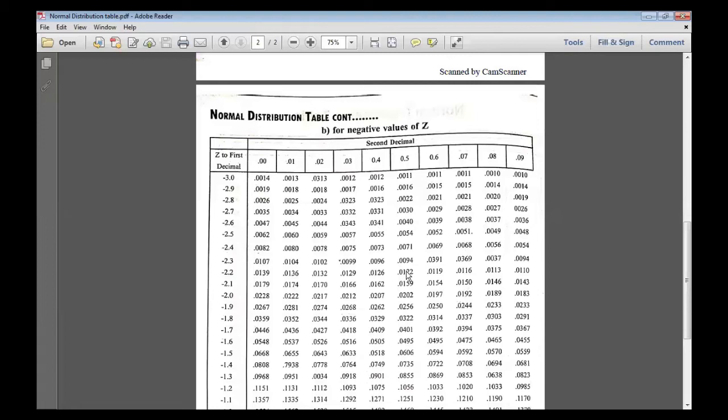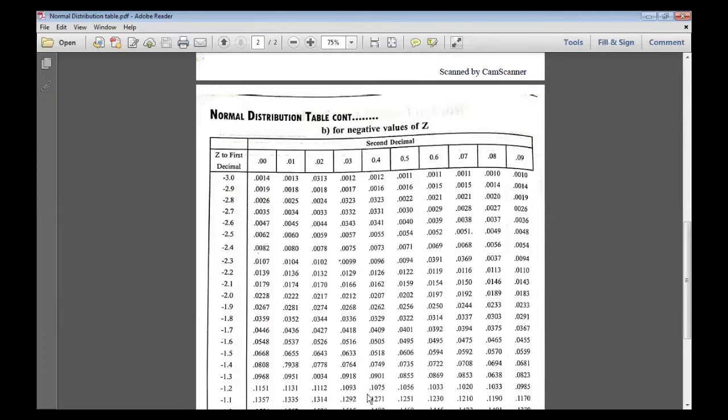This table will be provided in the exam. By looking at the normal distribution table corresponding to Z value and second decimal value, you have to get the probability value. These values represent probability values corresponding to Z first decimal and second decimal value. Since the value is minus 1.33, here you have minus 1.3. Second decimal, here you have 3, minus 1.33. This value is 0.0918. If you multiply by 100, you will get it as 9.18.